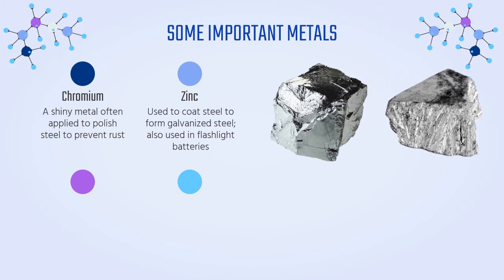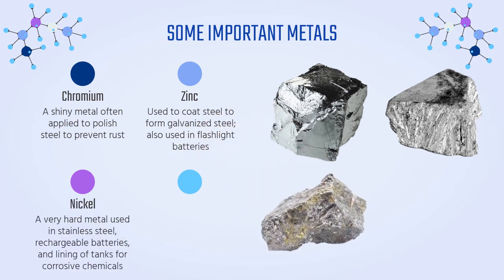Zinc. That's used to coat steel, and when it coats steel, so that coating means you put it over top, it forms galvanized steel. Galvanized steel is basically even stronger, and it's used in items like chain link fences, trash cans, roofing nails, car bodies, all of those things. Zinc is also an ingredient in the batteries of flashlights.